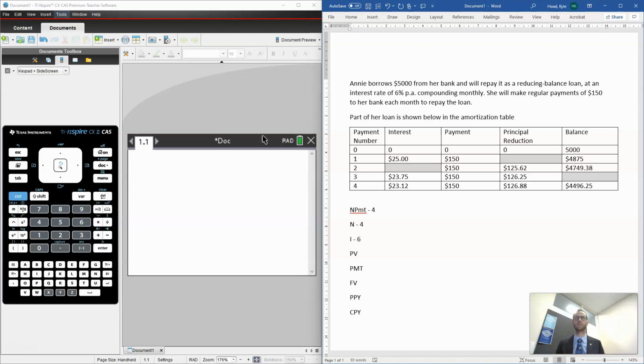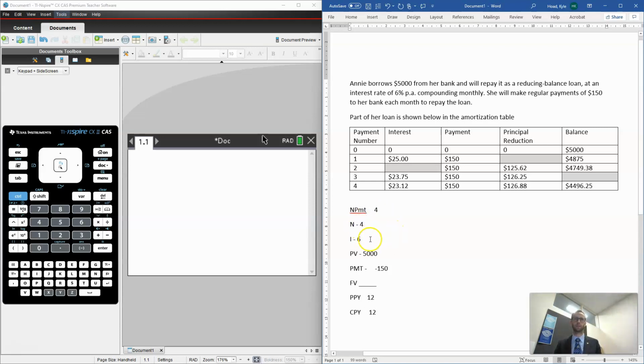Interest rate is 6, from 6% per annum compounding monthly. PV is going to be $5,000 because she received $5,000 from the bank. The payment is going to be, importantly, negative $150. Negative because it's going to the bank. FV I don't really care about because we don't want to know. We're just going to find the first few rows. PPY is going to be 12 and CPY is also going to be 12.